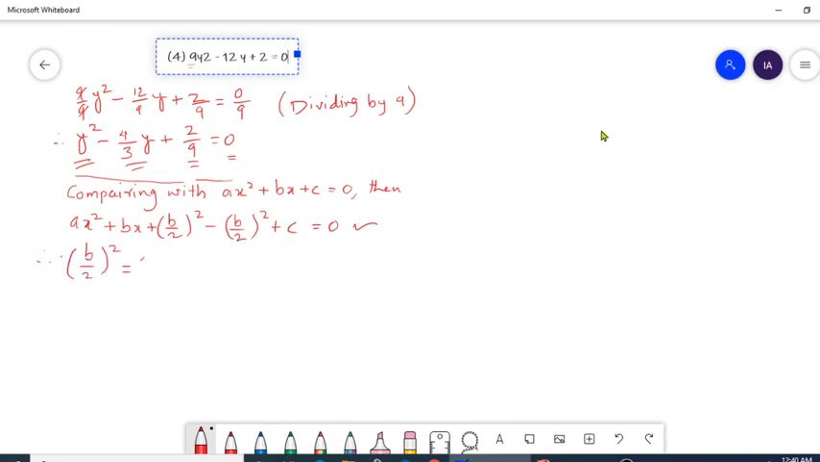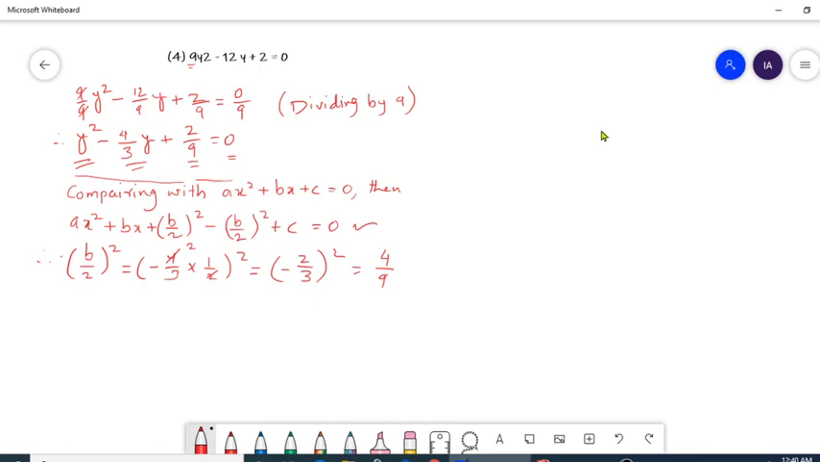Here the coefficient of the middle term is minus 4 by 3. Upon 2, that is 1 by 2 whole square. So this will give me minus 2 upon 3 whole square, that is 4 by 9. This is my third term. This is my new term, that is (b by 2) whole square.